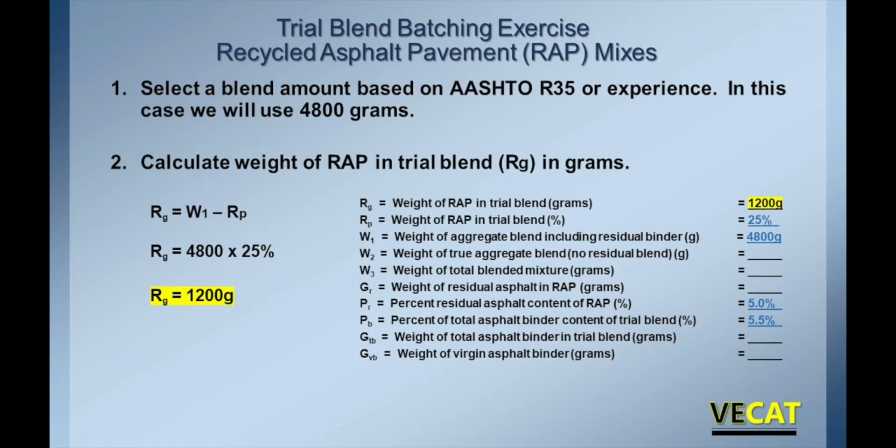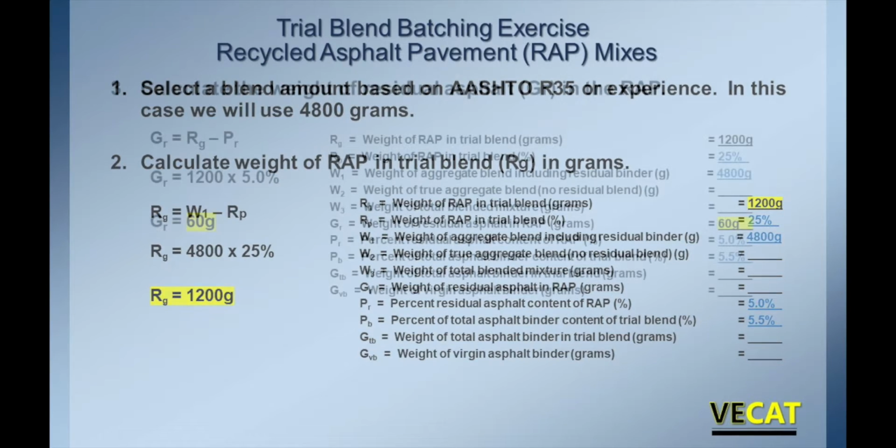We're going to calculate the weight of the wrap in the trial blend in grams first. So we know we've got 4,800 grams. We also know another given is that we're running 25% wrap in this mix. So we're going to take that 4,800 and multiply by 25%. That gives us 1,200 grams of wrap.